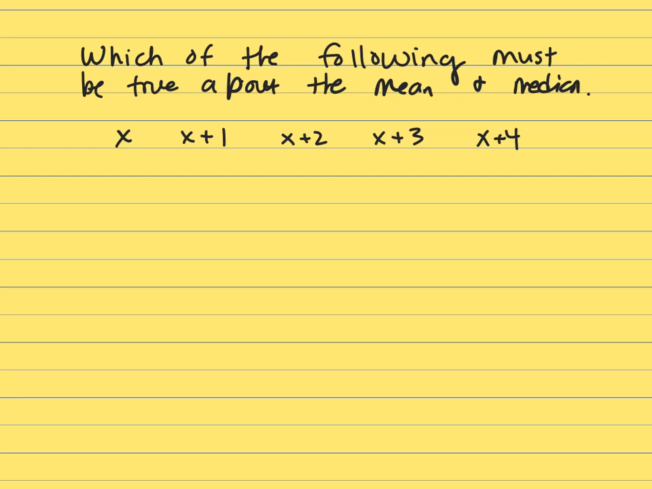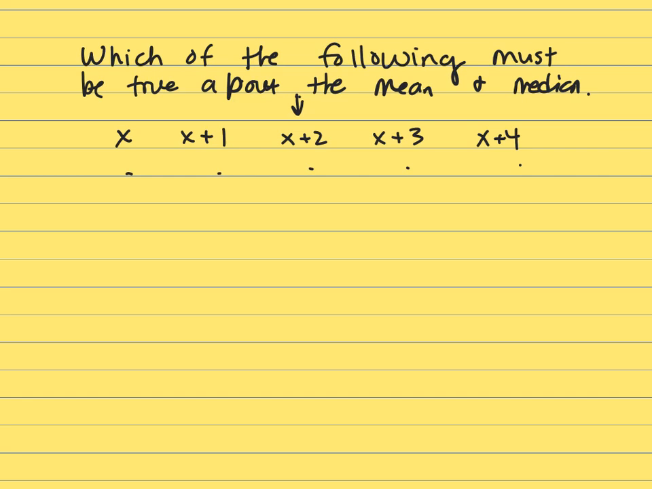And the very middle one, you've got 1, 2, 3, 4, 5 integers. The very middle one is x plus 2. So that would be the median. So we know Roman numeral 2 is true. The median is one of the integers.